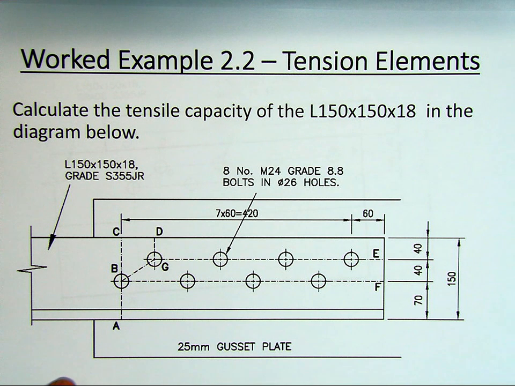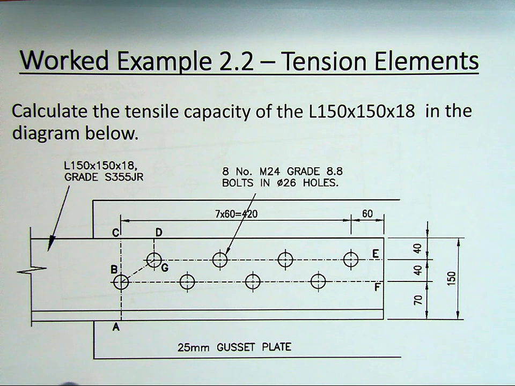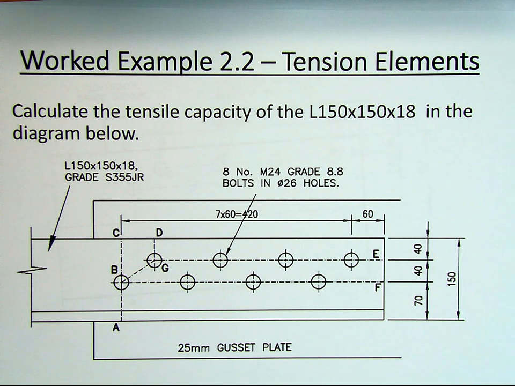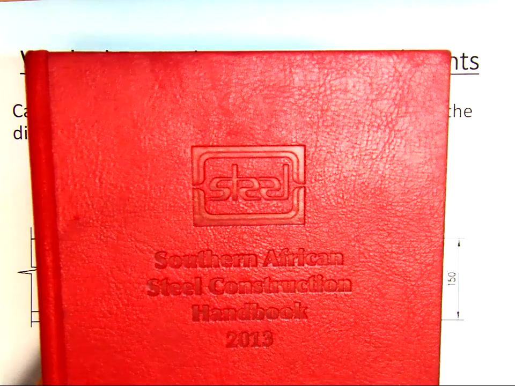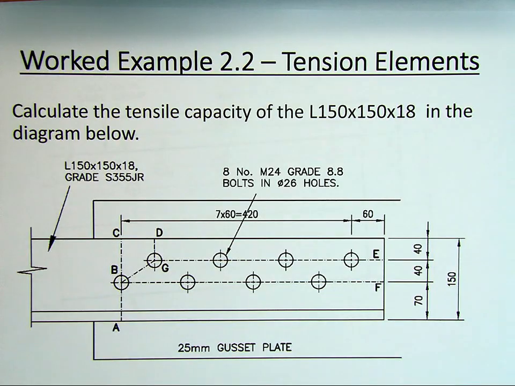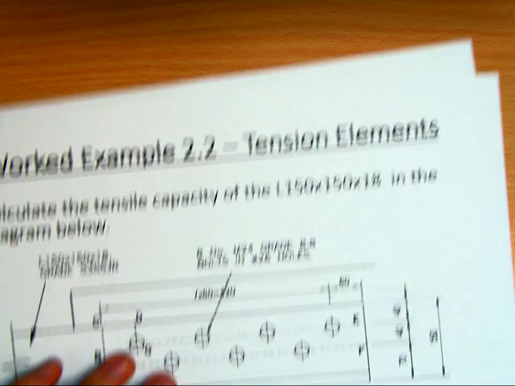It's bolted to a 25mm gusset plate, and the dimensions are given, and then we'll come back to these letters across the section. We're going to be looking at what is the tensile resistance of it. We're not going to be looking at the tensile resistance of the bolts or the bearing capacity or any of those. Just look at the pure tensile capacity of the system, and we're going to be doing this following the SANS 10162, which is in the Red Book, the South African Steel Construction Handbook Red Book guidelines.